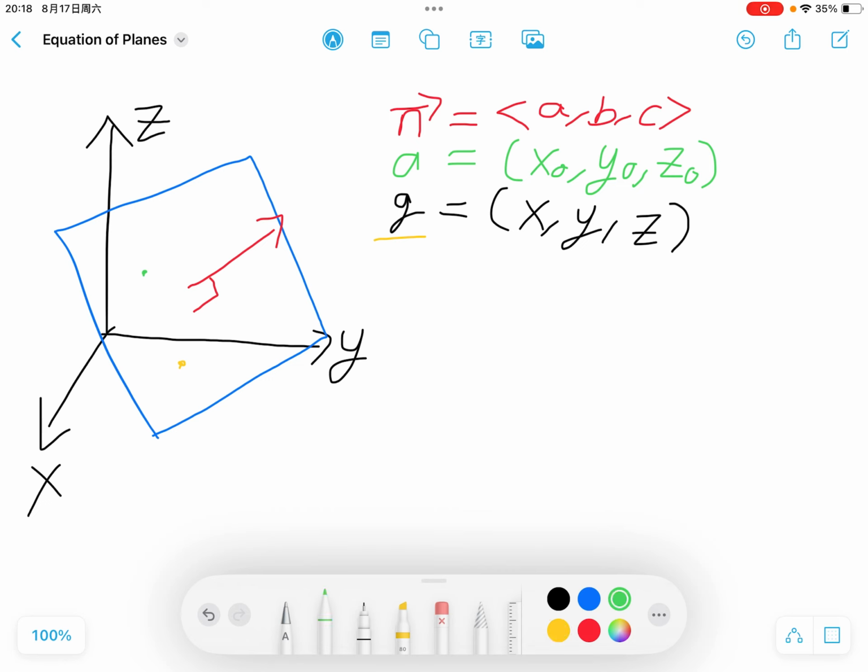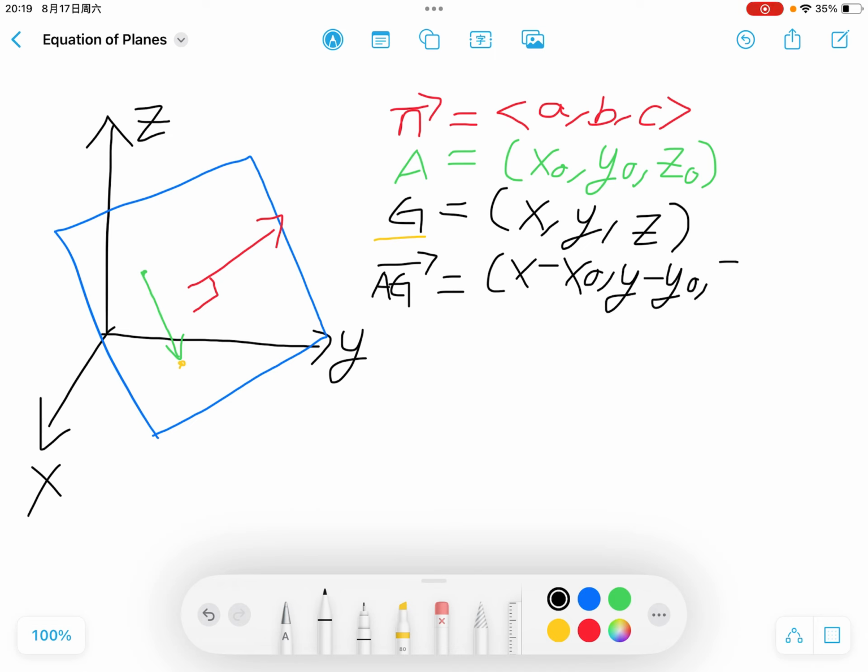Then we know that from point A to the yellow point, we have a vector, right? So this vector here, vector AG. Sorry, the points should have been in uppercase, so let me change them. So this is uppercase A, this is uppercase G. Vector AG is going to be equal to x minus x sub 0, y minus y sub 0, and z minus z sub 0. Like that. That's our vector.